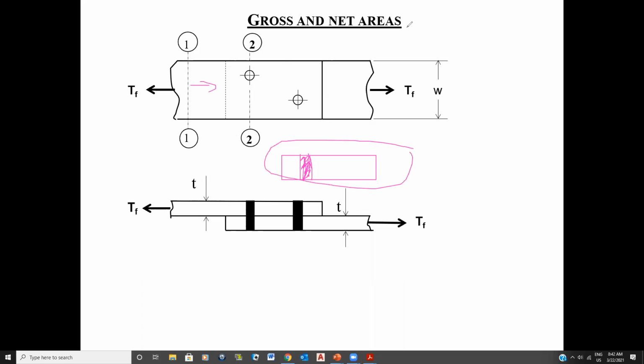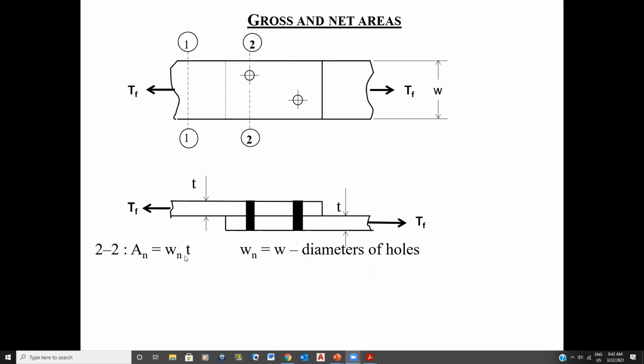So that's AN, and of course AN is WN times T, where WN is W minus the diameters of the hole. Is that easy enough? Does that make sense? So in other words, if I start with the overall width and take off the width of the hole, I end up with WN, because the T is constant, whether it's for the hole or for the plate. And then D, we always represent the hole in terms of diameters.